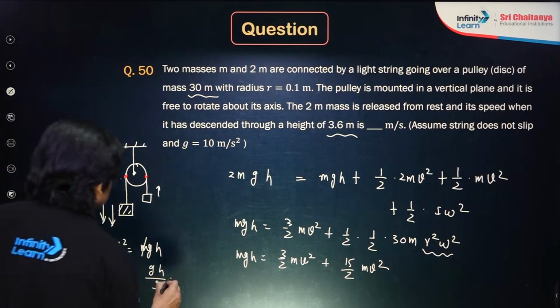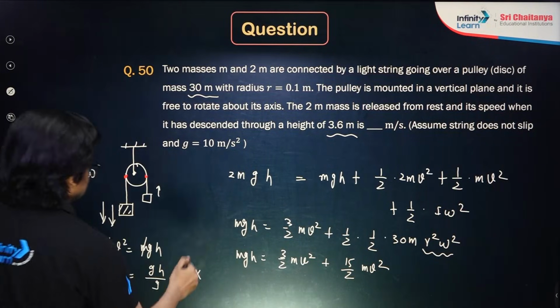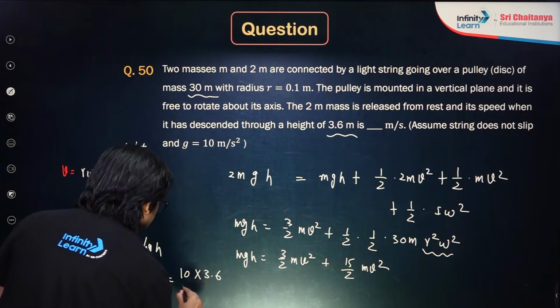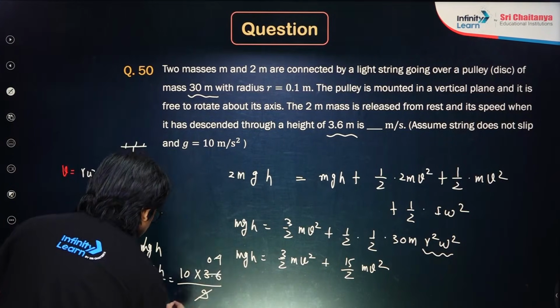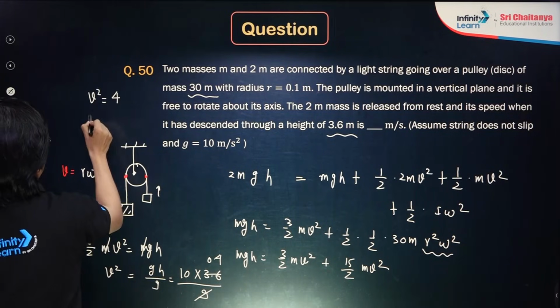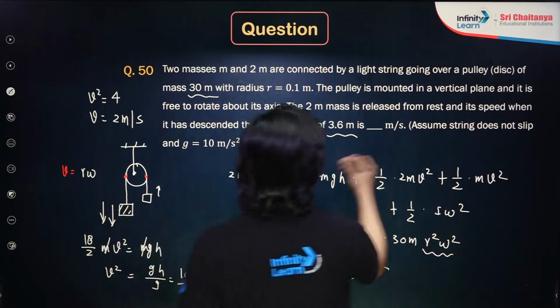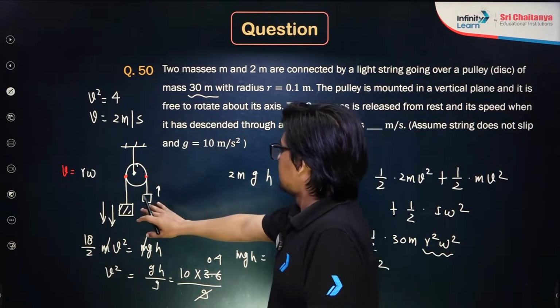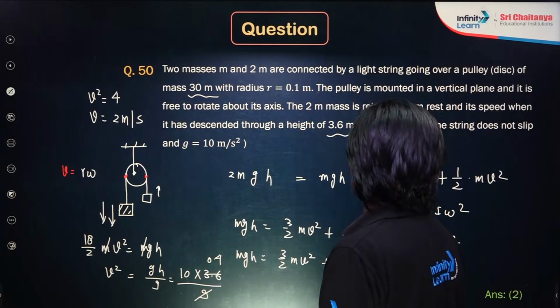What is g? g is 10. What is h? It is 3.6 divided by 9, so 0.4, into 10. v square is equal to 4, and v is 2 meter per second. So this is the speed of descending or ascending for these two blocks. So 2 will be the answer.